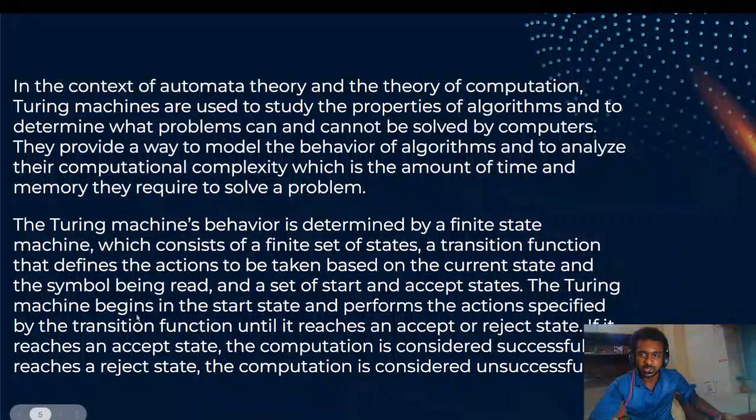The Turing machine begins in the start state and performs the actions specified by the transition function until it reaches an accept or reject state. If it reaches an accept state, the computation is considered successful. If it reaches a reject state, the computation is considered unsuccessful. Now let's see a diagram and try to understand it in a better way.